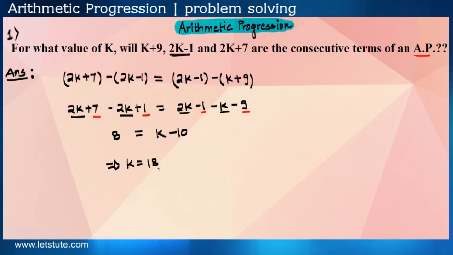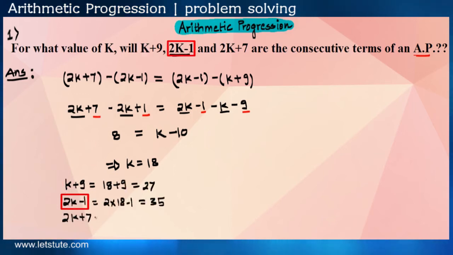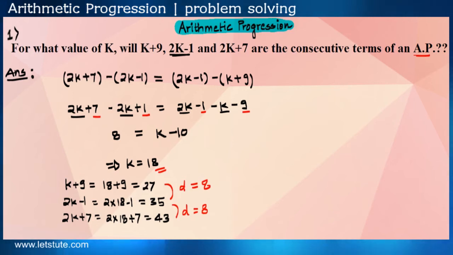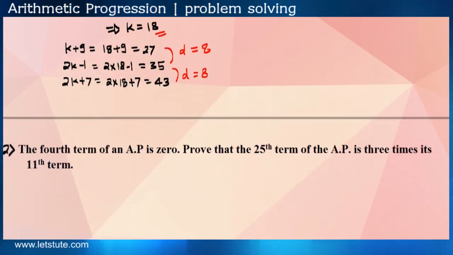So for the value of k equal to 18, we'll get these three consecutive terms forming an arithmetic progression. You can see that if we put k as 18, we'll get 27, 35 and 43, where the common difference is 8. Right? We are done with the question. This was a very simple question, wasn't it? Okay, so let's see the second question.